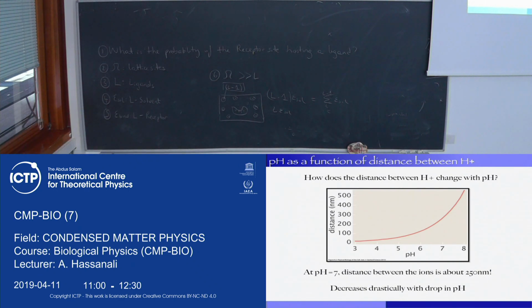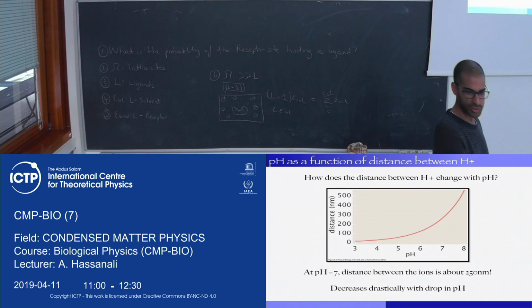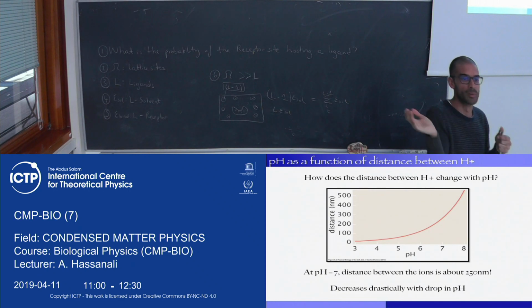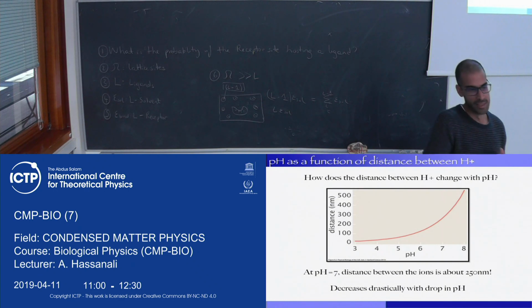So let me put this physically for you. In your glass of water that is at pH 7 or close to 7, 6.8, the distance between two protons is about 2,500 angstroms. They're very far away from each other. So essentially, they don't feel each other, they don't talk to each other.